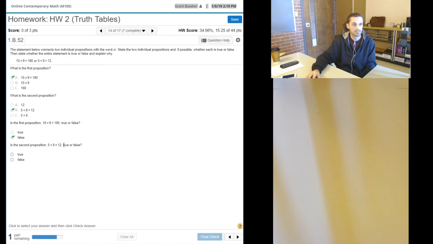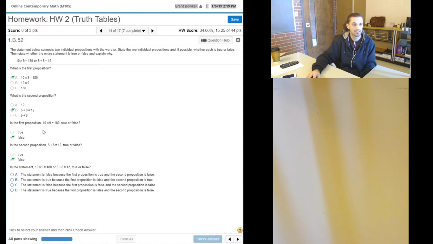The second proposition, 5 plus 8 equals 12. Is that true or false? Well, that's false. 5 plus 8 is 13. So, recognize both propositions are false. We're using an or connector. Hence, the statement is false because the first proposition is false and the second proposition is false. Right? That's the only way an or connector can be false, is if both pieces of that or connector are false.